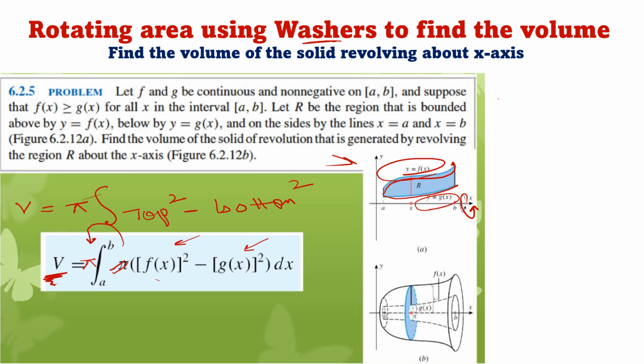Now, one more thing: since you are writing top minus bottom, everything is written in terms of x. So you have to write the dx here. And since we are writing the dx, we have to write x1 and x2 as the lower and the upper limit.